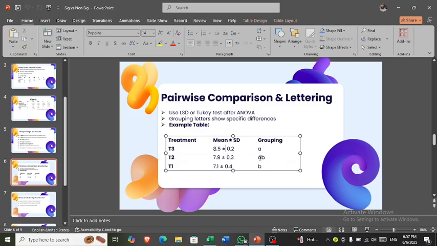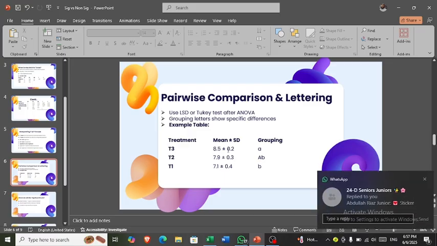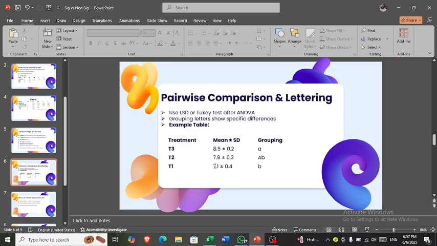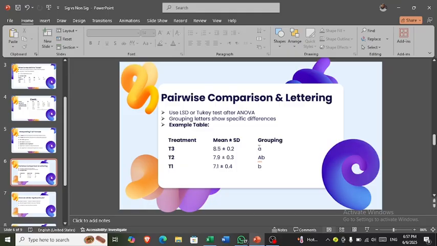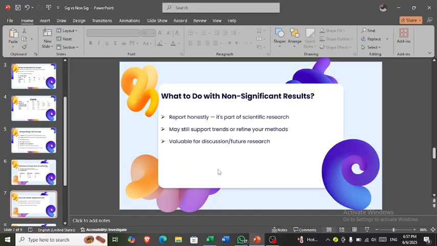The similar letters that are coming just explain that the means are somehow correlated, and if the letters are totally different, that shows that the means are significantly different from each other. Here we know this is the data of sensory evaluation, and in that there is not much difference in our values. That's why the lettering came out to be A, B, and B. This is the ideal situation if the data of your research is non-significant.